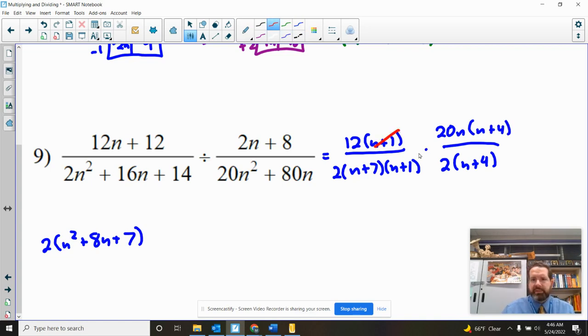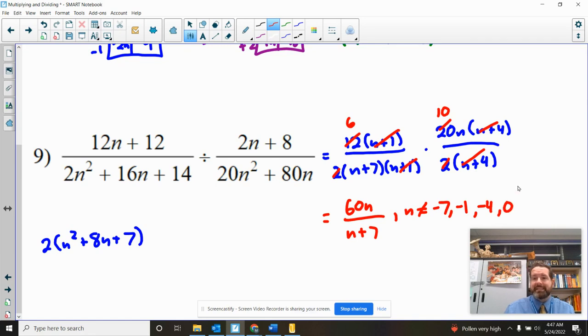Let's reduce. n plus 1, n plus 1, n plus 4, n plus 4. 2 goes into 12 6 times, 2 goes into 20 10 times. So what we're left with on the top is 6 times 10 times n, that's 60n. And on the bottom, just n plus 7. Restrictions, make sure we don't divide by 0. n can't be negative 7, n can't be negative 1, n can't be negative 4, and this used to be on the bottom, n cannot be 0. So reduced expression with restrictions, there is your worked out odd problem.